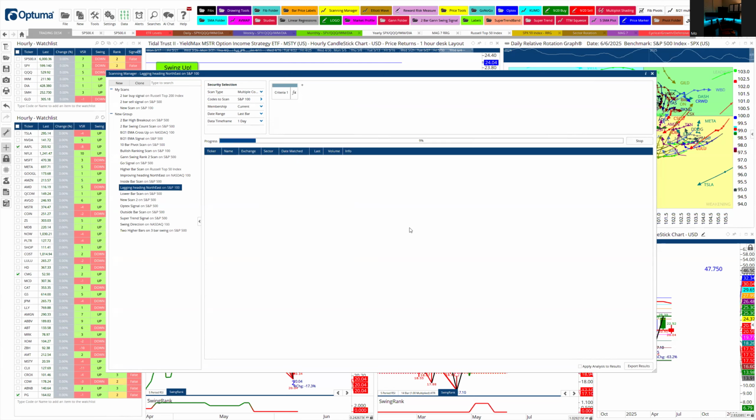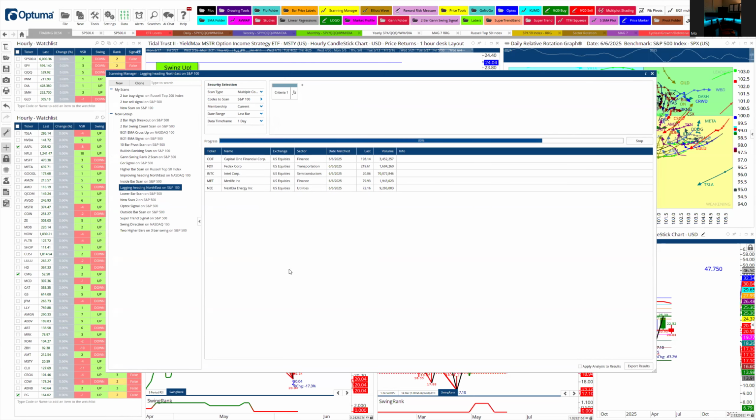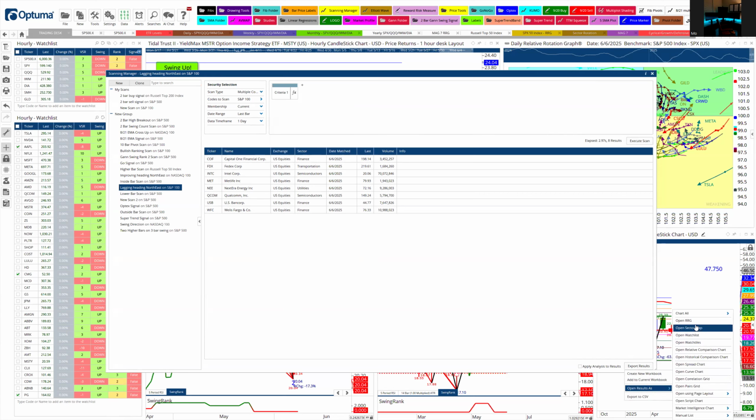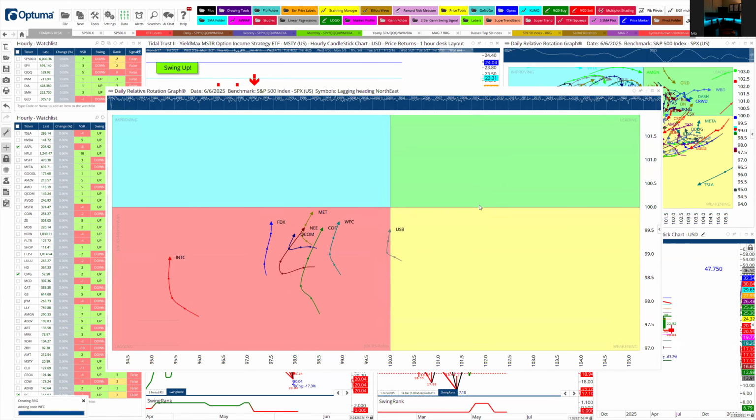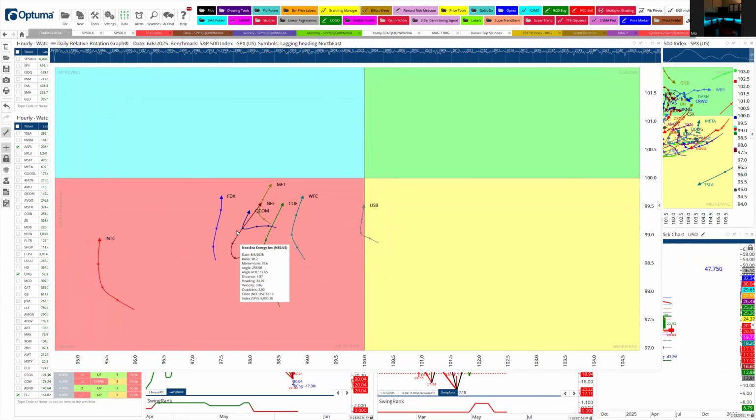So let's do that. These are the stocks now in the S&P 100 index. See, they're all heading from the lagging quadrant toward the northeast direction. So I just filter. I have 100 stocks. I don't care what is in the weakening, what is in the lagging. This is what I'm looking for.